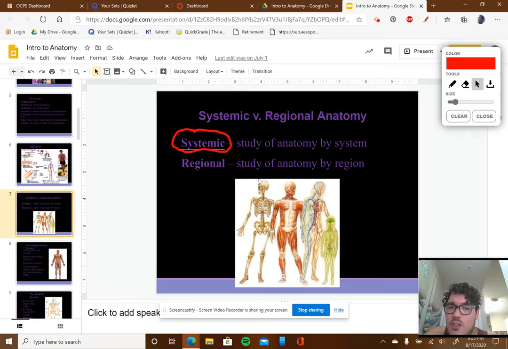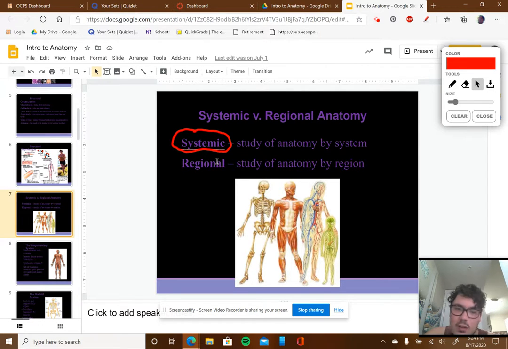The systemic approach is you're learning the body system by system. So for instance, the skeletal system, the muscular system, cardiovascular system, nervous or lymphatic. We're learning it bit by bit. This approach is more like you're building a house or building a pyramid. You need to have the base, you need to have the support beams before you can go anywhere further, right?